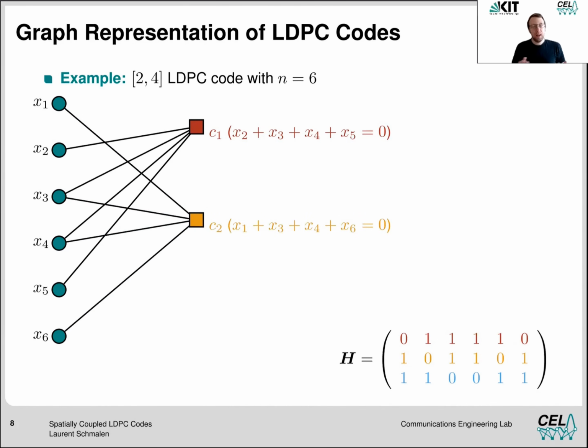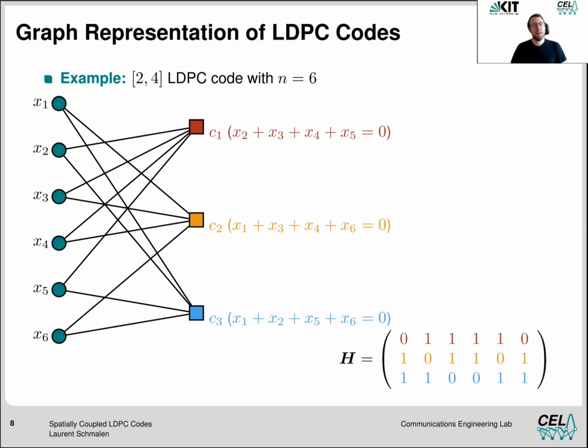So I do this in a more beautiful way. And then you repeat the same for the third one, which is the last row of the matrix, and you'll get the Tanner graph of the code. So this is the graph representation of our code, and we'll use this graph representation later.